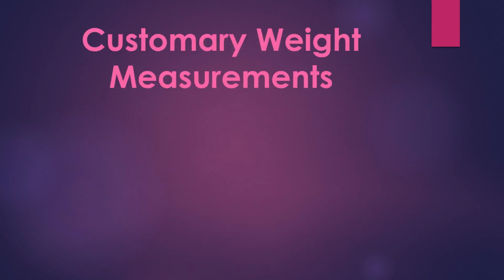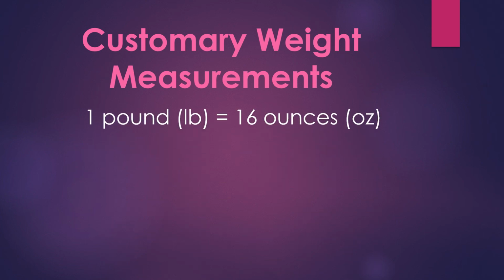When you're doing your customary weight conversions, there are only 2 conversions that you have to know. The first one is that 1 pound equals 16 ounces. Now, if you remember, we said that 1 pound is the same weight as a large apple, and 1 ounce is the same weight as a pencil. So your apple weighs the same as 16 pencils.